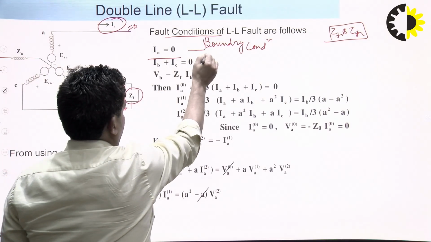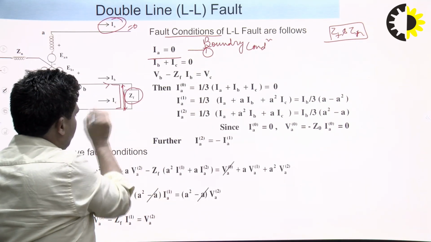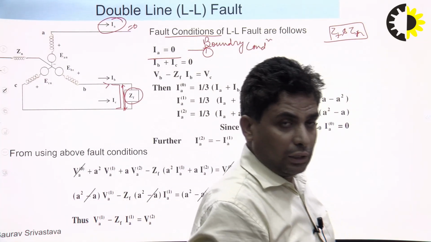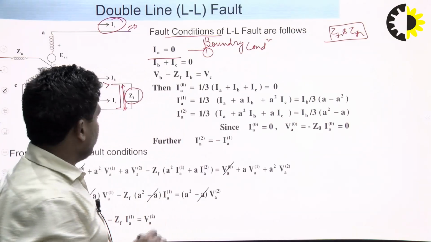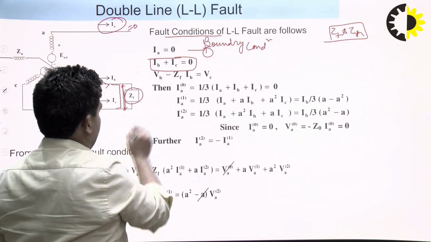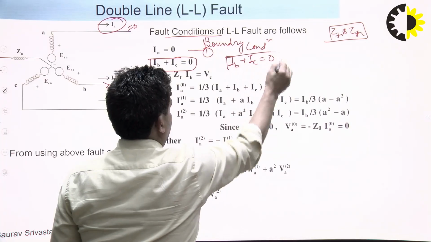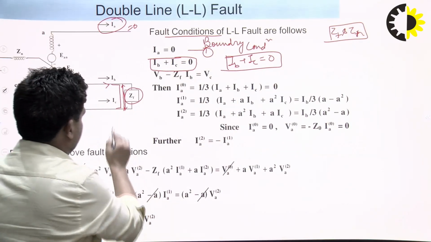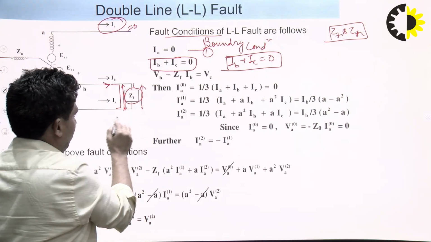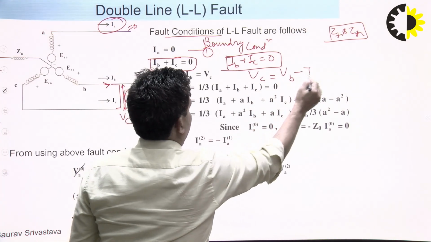The second boundary condition: the IB current flows in phase B and the IC current flows in phase C, and these two phases are short circuited, so IB plus IC is equal to 0. That is the second boundary condition for the double L fault. And the third: because of the short circuit, the voltage of phase C can be written as VC equal to VB minus IB ZF.